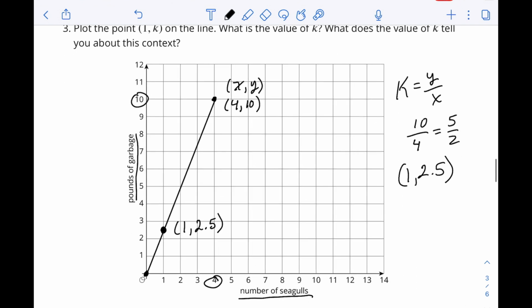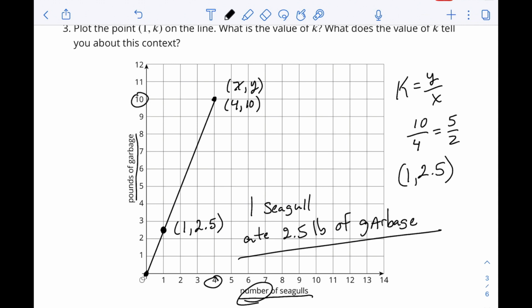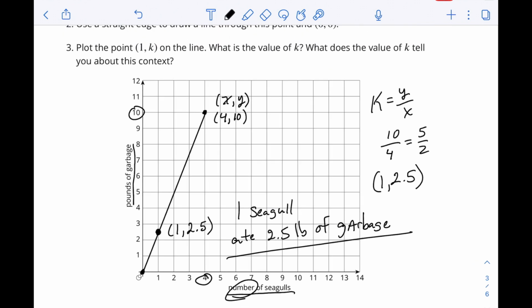So if 4 seagulls ate 10 pounds of garbage, what that means is each 1 seagull, because that's the number of seagulls, ate 2.5 pounds of garbage. So I'm going to put 1 seagull ate 2.5 pounds of garbage. It's a way of interpreting that situation. It's the rate of how much food each seagull ate.